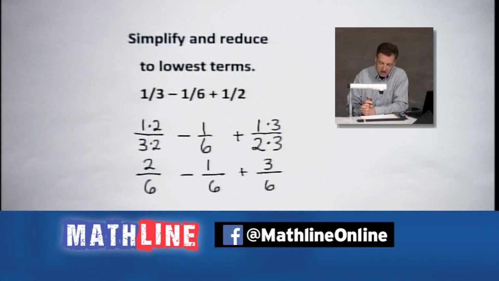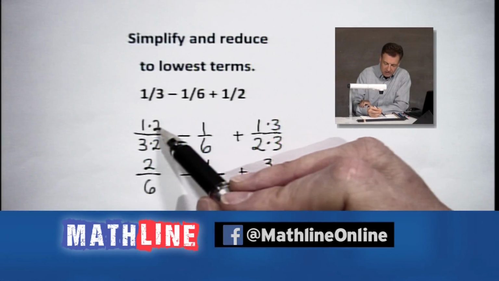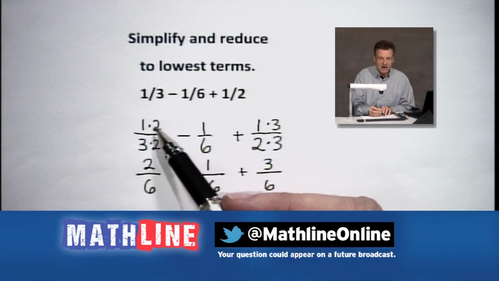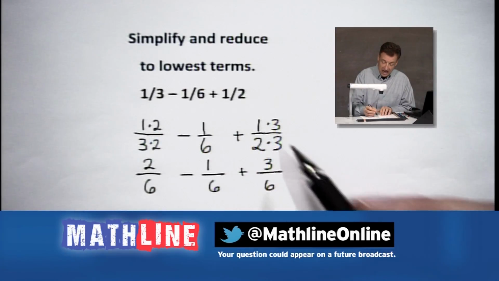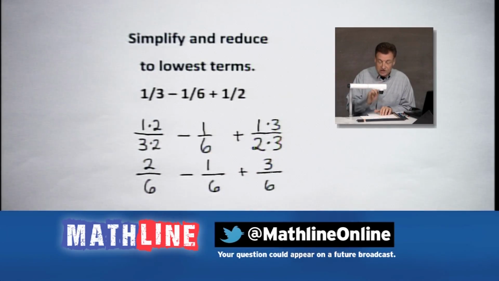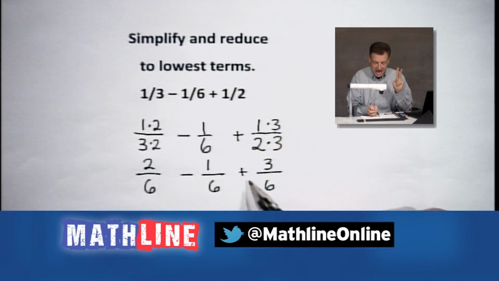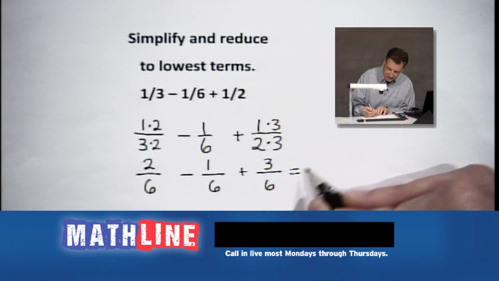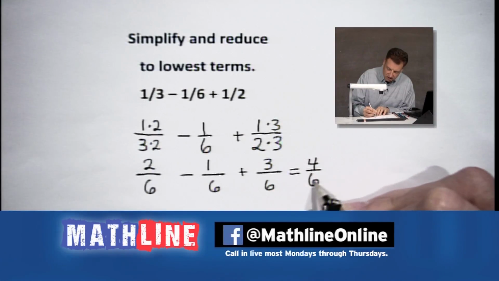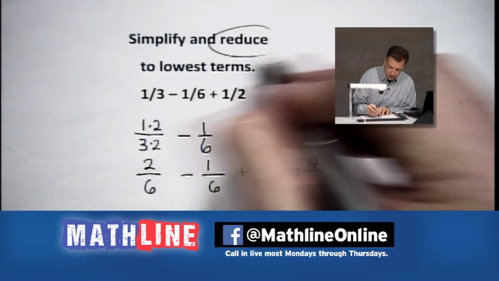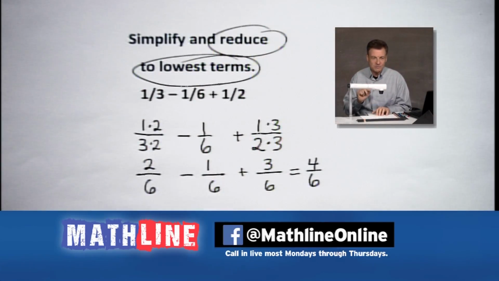Before we click through, let's make sure we did everything right. Because we have the same denominator, it's all 6. We multiplied correctly here. We left this alone, and then we multiplied correctly here. So here's the deal. We have 2 minus 1, which gives us 1. Now we're going to add 3, and that gives us 4. Now, not just 4/6. Do we want to do what? Reduce to lowest terms, all right?